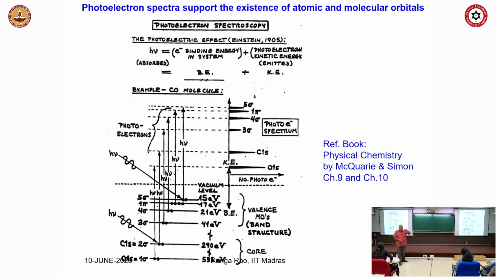So, UPS spectrum of molecules. Take carbon monoxide. You can see this kind of thing in the book Physical Chemistry by McQuarrie and Simon, chapter 9 and chapter 10. Now here, you have these molecular orbitals: 5 sigma, 1 pi, 4 sigma, 3 sigma, etc. You remember that? The electronic structure of carbon monoxide and other diatomic molecules.